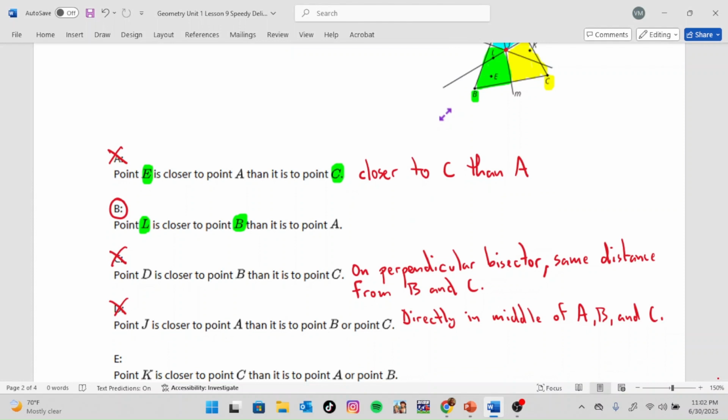Option E, point K, which we can see right over here in the yellow area, is closer to point C than it is A or B. K is in the yellow shaded region. I said that the yellow shaded region was closer to point C, so E is correct.